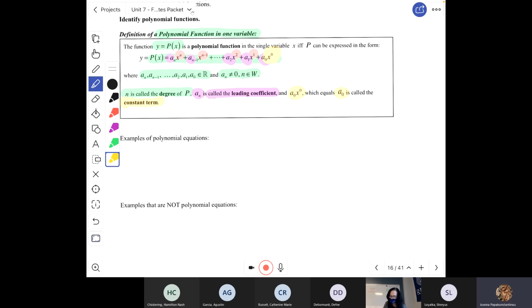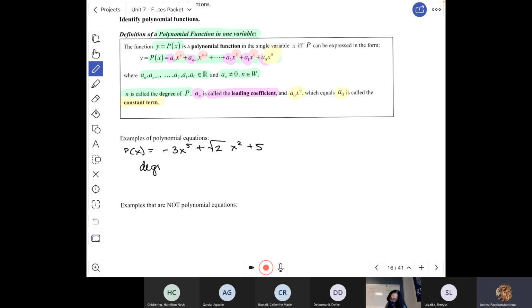Well, let's look at some examples and you tell me, are they polynomials based on this definition? So if I give you p of x, and I give you this, does this satisfy the definition? Yes, it does, right? It's a single variable. My exponents of x are whole numbers. My coefficients of x are real numbers.